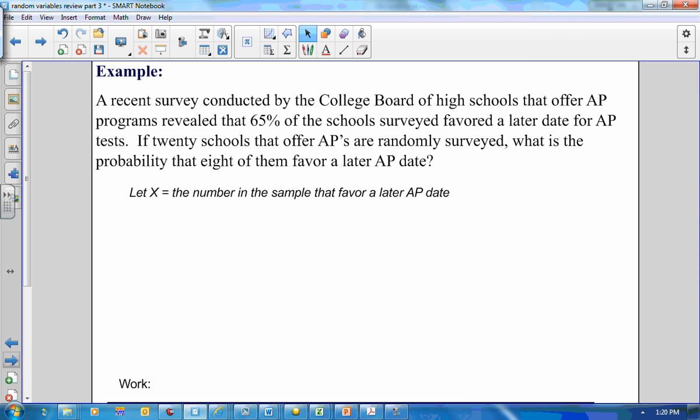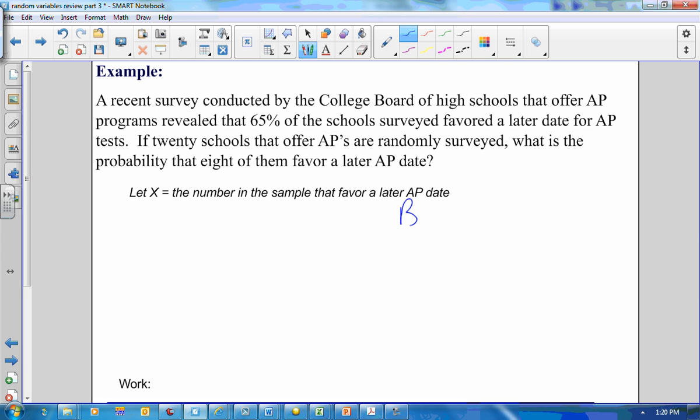All right, let's look at an example. A recent survey conducted by the College Board of high schools that offer AP programs revealed that 65% of the schools surveyed favored a later date for the AP test. If 20 schools that offer APs are randomly surveyed, what is the probability that 8 of them favor a later AP date? Well, let's check to see that this is indeed a binomial situation.